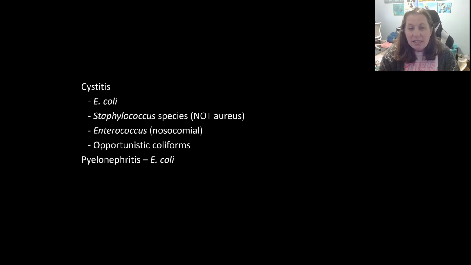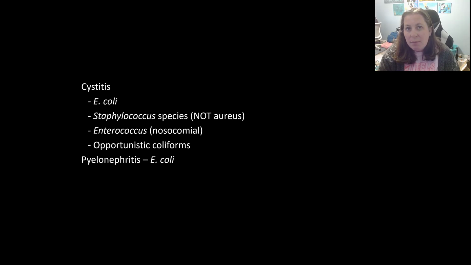Staphylococcus species, now this is not aureus, is normally not the culprit. These would be like Staphylococcus, maybe epidermidis. We also see Enterococcus. This one is normally going to be associated with health areas. And then a lot of opportunistic coliforms could also be an issue.